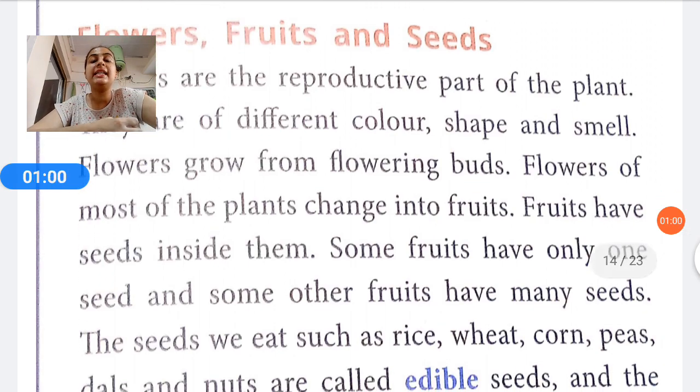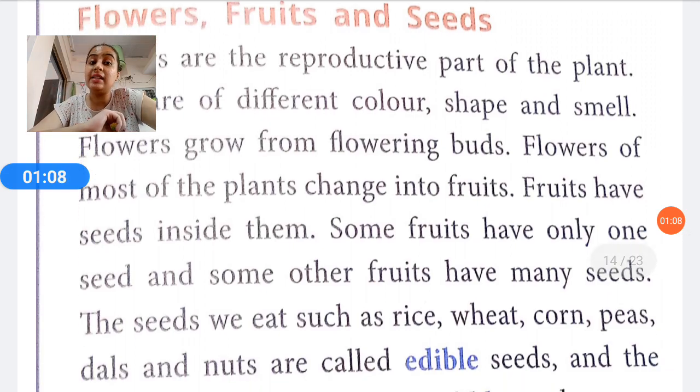Fruits have seeds inside them. There are some fruits that have seeds, like apple. Have you seen an apple? Apple के अंदर seeds होती हैं. Some fruits have only one seed and some other fruits have many seeds. किसी में तो एक ही होती है. Papaya also has seeds. Watermelon also has many seeds.